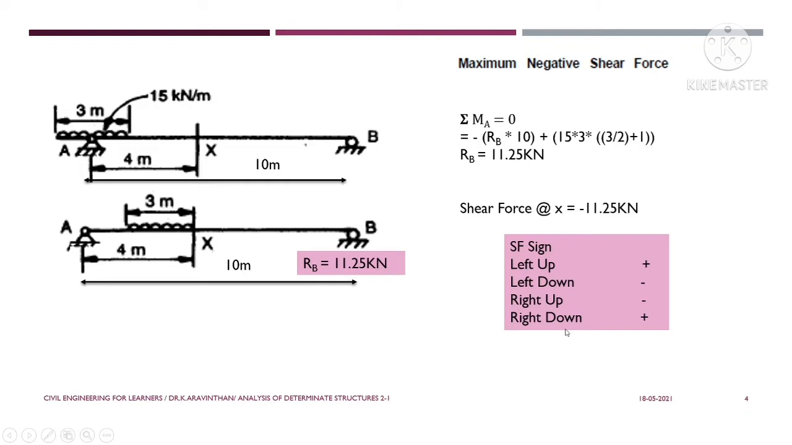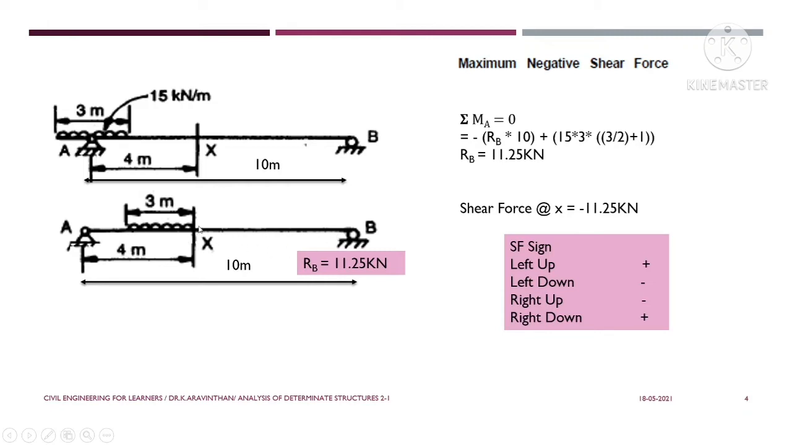So you have sign conventions for shear force here, and this sign convention is very easy to memorize. Write it down as left up, left down, right up, right down. This is the series of conditions, and you have to write plus, minus, minus, plus. Right now we are having RB at the right hand side and upward. So right up. Right up is negative. That is why I have written negative here, and you have 11.25. So the maximum negative shear force is minus 11.25 at the section X.